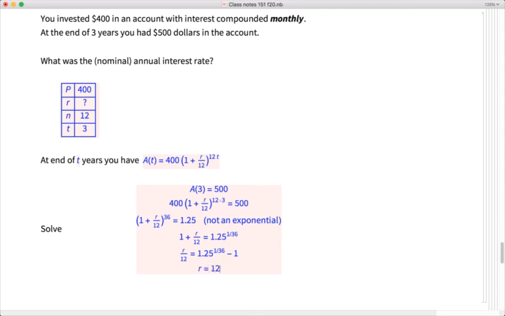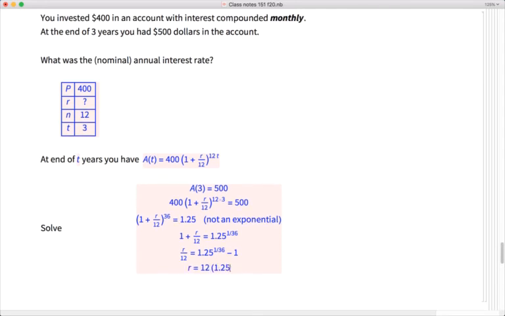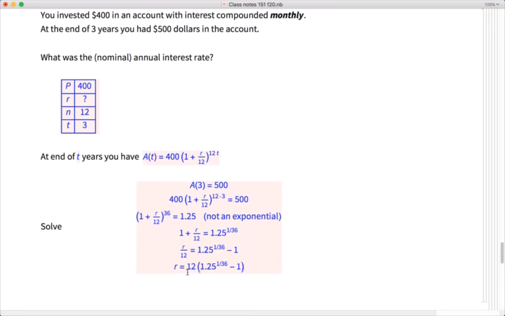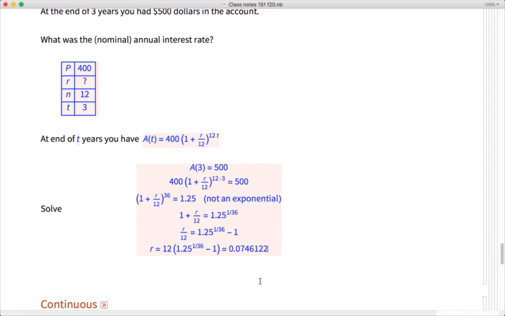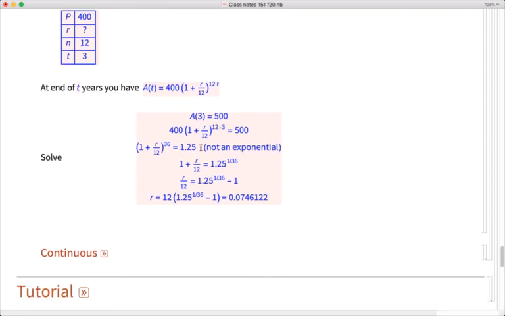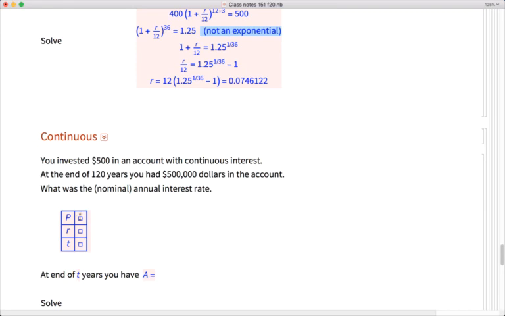R equals 12 times this crazy number, the 36th root. Who knew? And we'll see if I can get a decimal spit out here. Boom. Okay, so that's in the ballpark of what a reasonable interest rate seems like, about 7.5%, so maybe that's the right answer. Okay, so that was a non-exponential, just to let you know that not all of the equations now are exponentials. However, with continuous interest, this solving for r is an exponential equation.